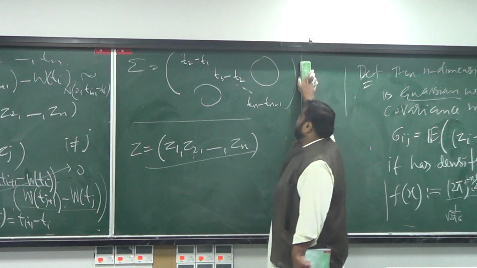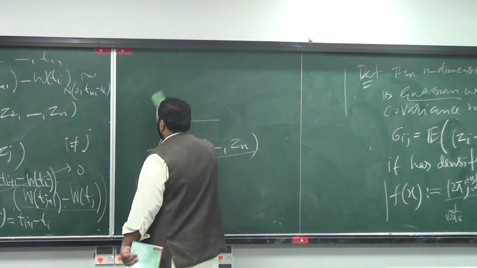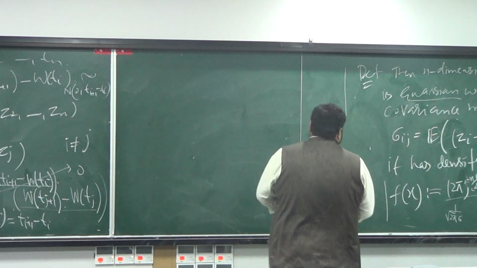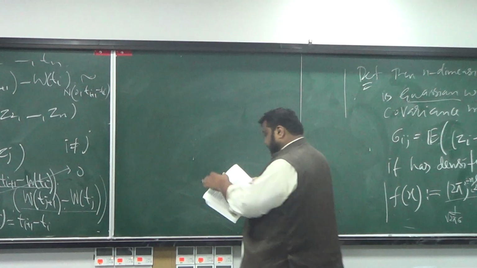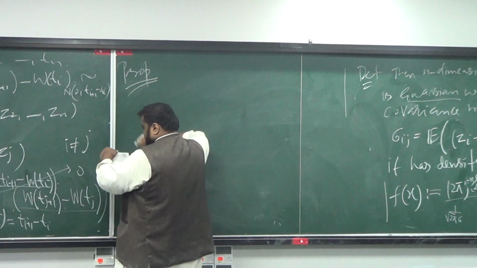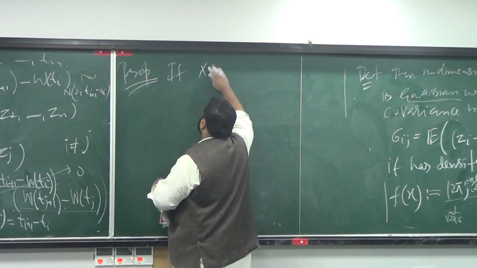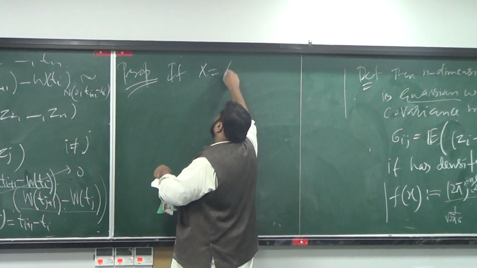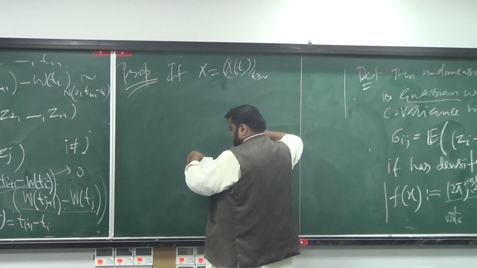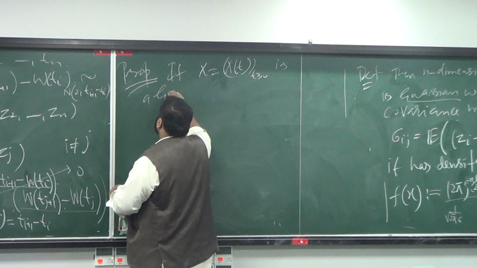So here's the key proposition, in other words, when a Gaussian process is going to become a linear process. That's the question that it answers. The proposition is this: if X equals X(t), t bigger than or equal to 0, is a Gaussian process.